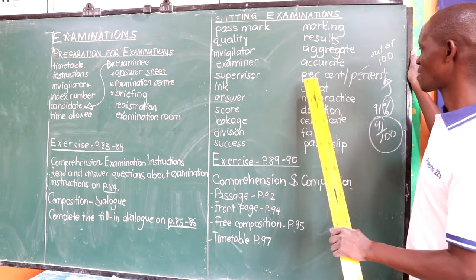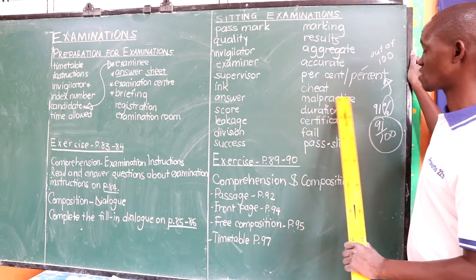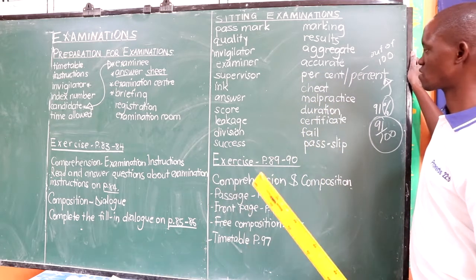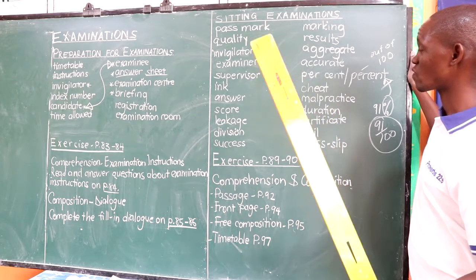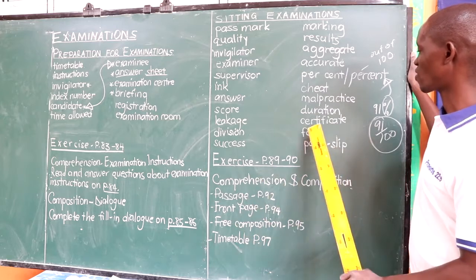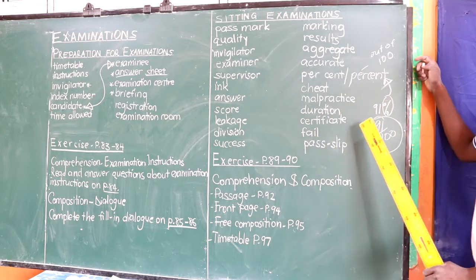After percent, we see cheat, then malpractice, which is dishonest behavior during an examination. Yes, if you behave in a dishonest way in an exam, then you're going to be disqualified. Malpractice is dishonest behavior during an examination.